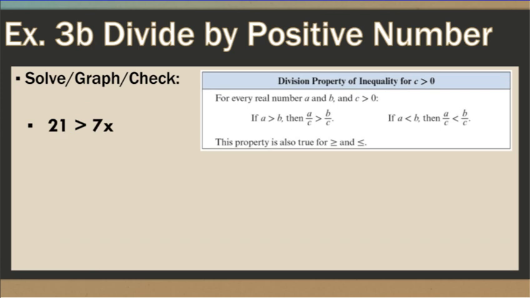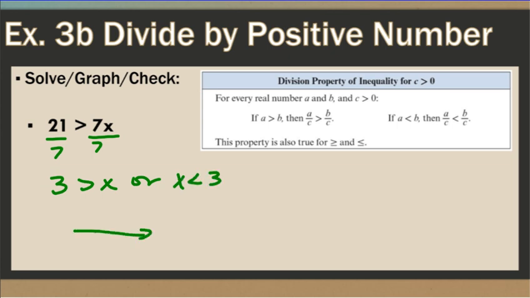Next one, 21 is greater than 7x. Divide by 7 on both sides. 21 divided by 7 is 3. 3 is greater than x, or you can think of it as x is less than 3. Number line, got an open circle. Less than 3 means it's got to go to the left.